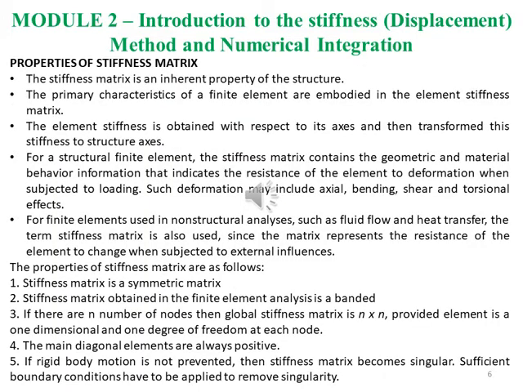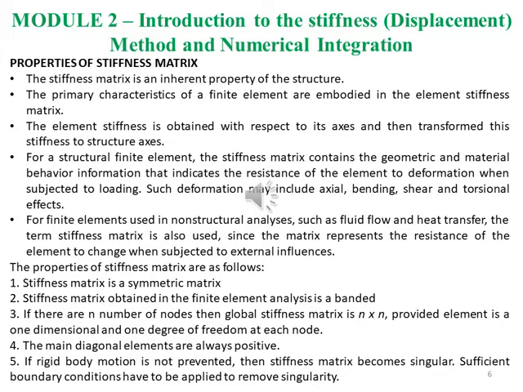So whenever we are speaking about the stiffness matrix, the stiffness matrix has certain inherent properties. These are with respect to the property of the structure. The primary characteristics of a finite element are embodied in the elemental stiffness matrix. So all the properties or characteristics of the structure are by default inbuilt in the stiffness matrix.